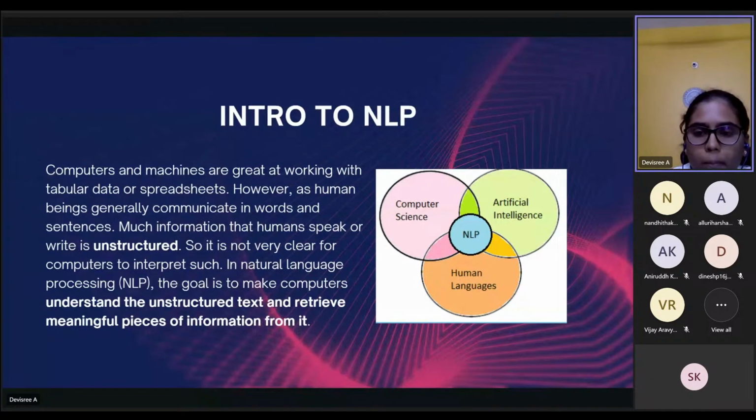So the main objective of NLP is to process this unstructured data and retrieve meaningful information out of it with the help of artificial intelligence.